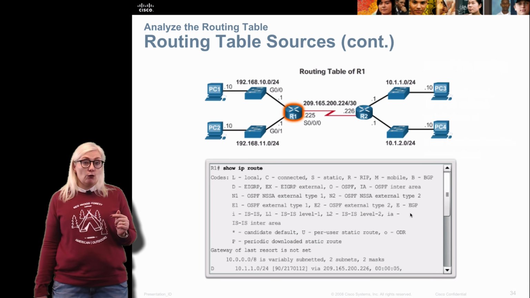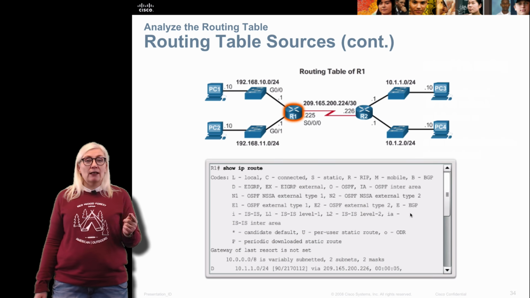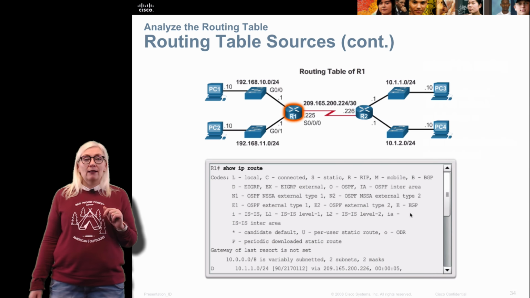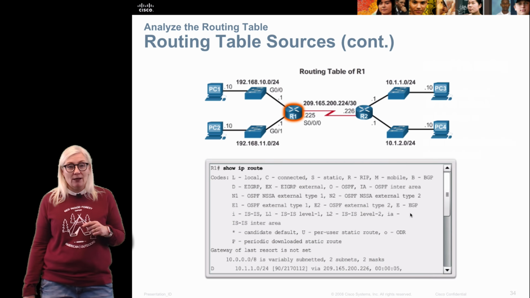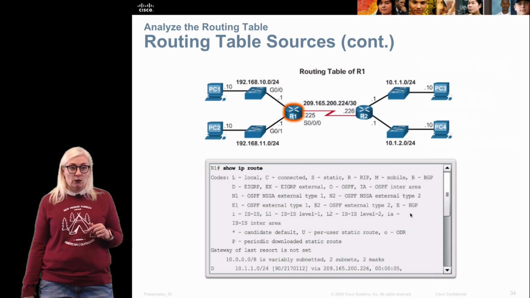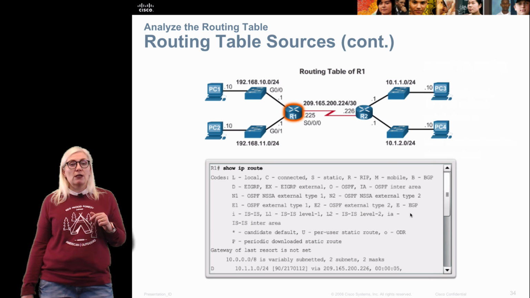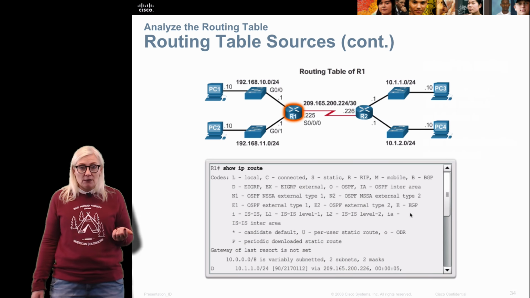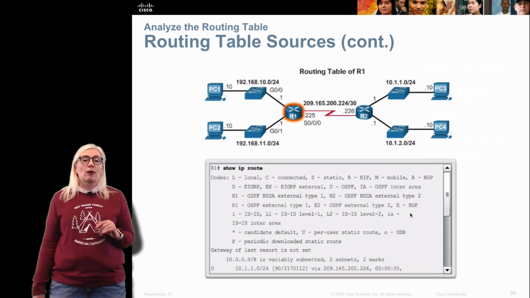It has a D in front of it, which means that if I look at the top, I will see that this is an EIGRP route. EIGRP is a dynamic routing protocol, so this is a remote route. It will tell us how to reach 10.1.1.0/24. And it tells us that this has a metric, an administrative distance, and it tells us how to go there.